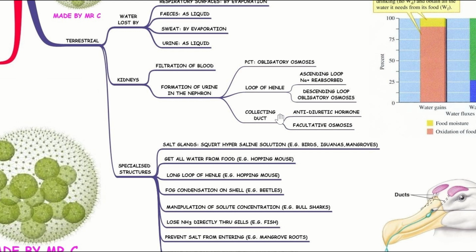Then we've got the collecting duct, and the collecting duct is susceptible to the hormone, antidiuretic hormone, and this allows facultative osmosis, which means it can be switched on or switched off via the addition of ADH, which puts in aquaporins into both the collecting duct and the distal convoluted tubule and allows for more water to be reabsorbed when the organism is dehydrated.